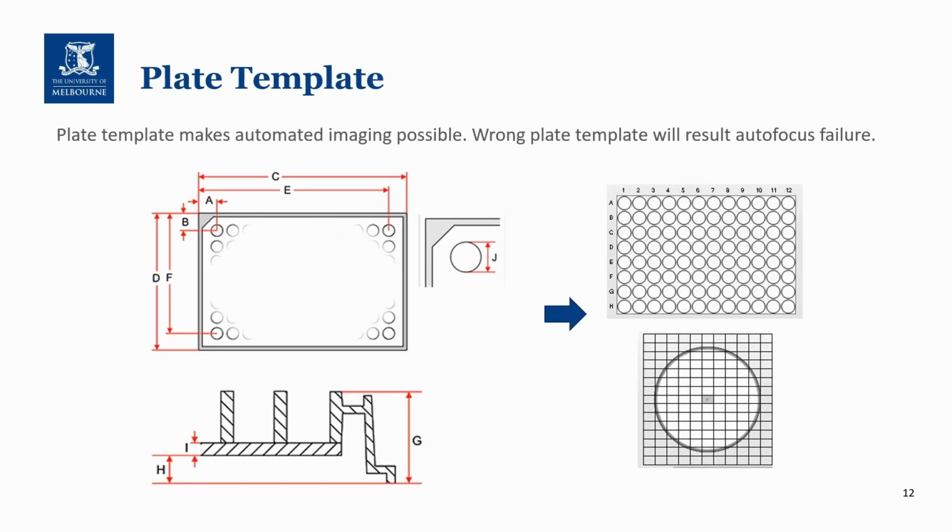The Harmony software comes pre-configured with plate templates for our common commercially available plate types. It's important that the Operetta knows the exact dimensions of your plate because the wrong plate type can cause an autofocus failure. In Harmony, it is also possible to manually create a template if it is not already in the software, and we can help you make a specific template for your experiment.